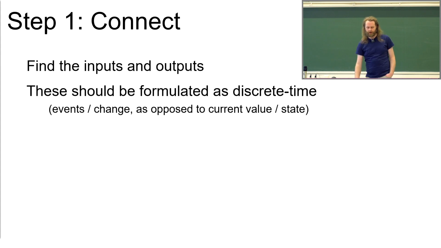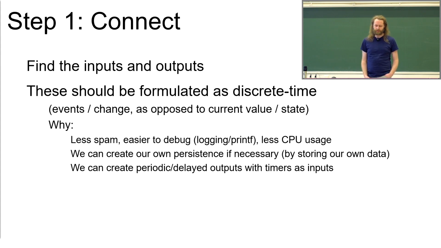And I am going to justify this here. Why do we want events instead of the current value? The first one is for debugging. The less CPU usage thing is not super relevant, because, well, we have plenty of CPU. Well, maybe you don't, but usually you do. But with less spam, it's easier to log things, it's easier to see what happens if it only happens once. If the same thing is happening all the time and you're trying to print it to the screen, good luck with that. So that's not going to work.